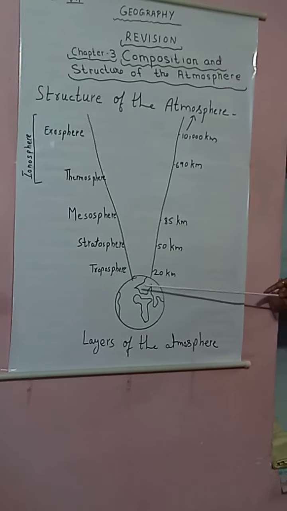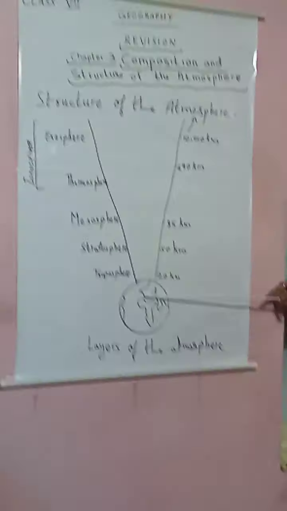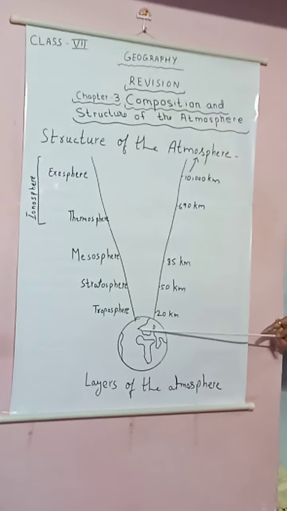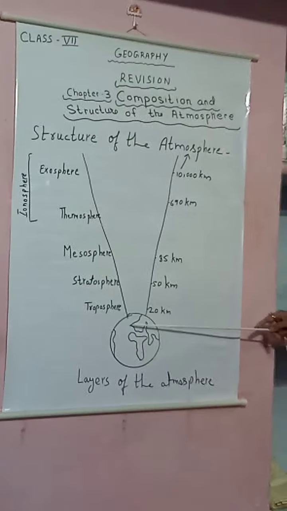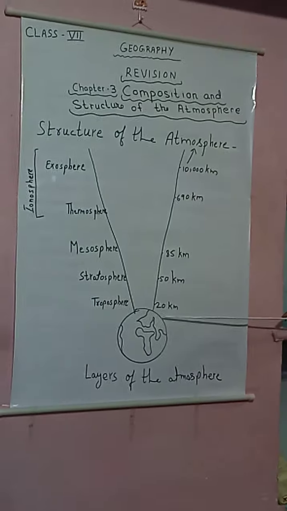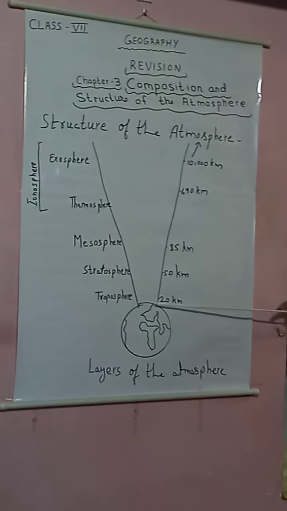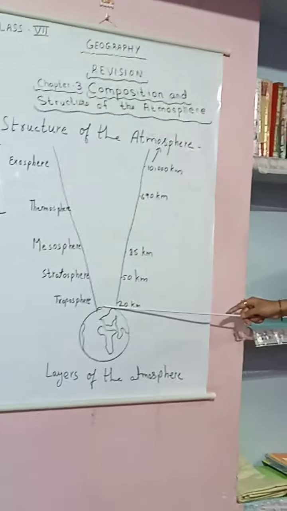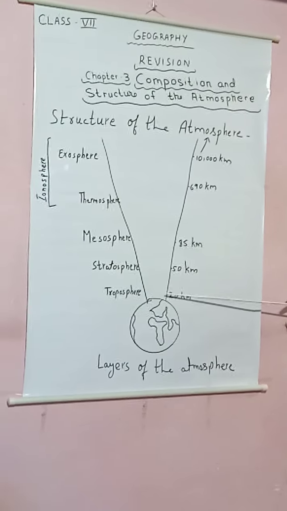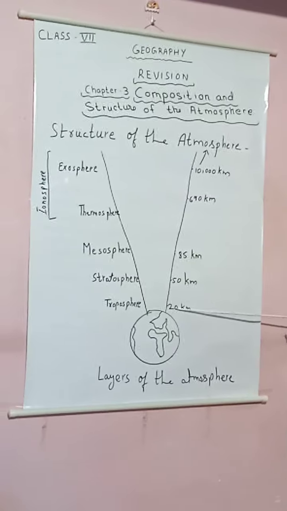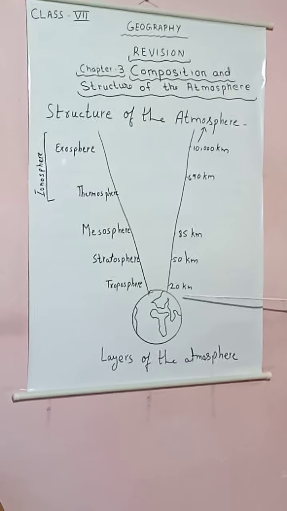This is the densest layer of the atmosphere and its thickness varies from 8 km above the poles to 18 km at the equator. This is the pole of the earth, and the thickness of the troposphere is 8 km to 18 kilometers, and you can also say 20 kilometers.